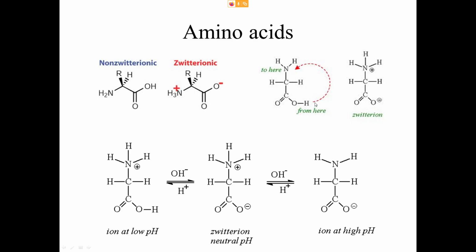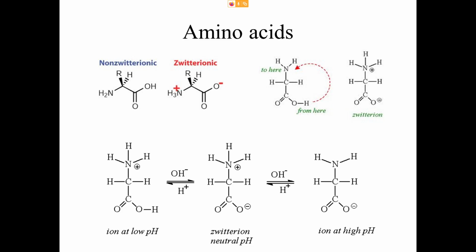Right? And you can think of it in this manner, where the proton from the carboxyl group has been transferred to the amino group, giving it this form in solution. Now, which of these two do you think would be more soluble in water? The non-Zwitterionic form or the Zwitterionic form? Zwitterionic? Yes, Zwitterionic.